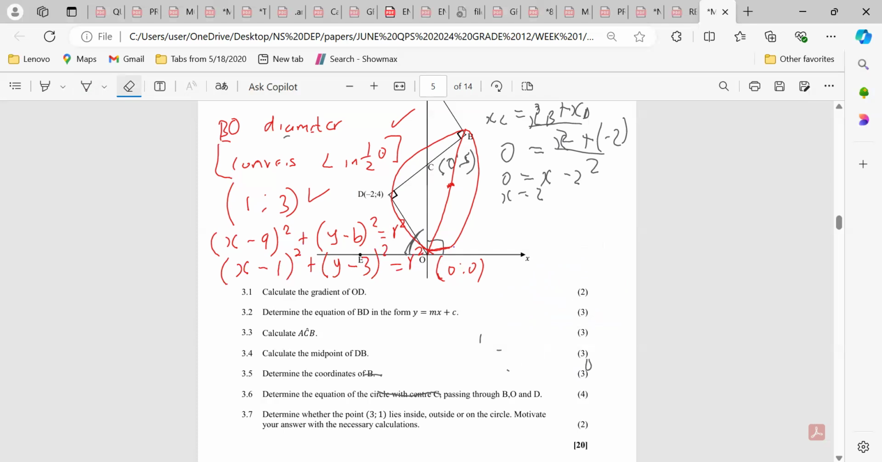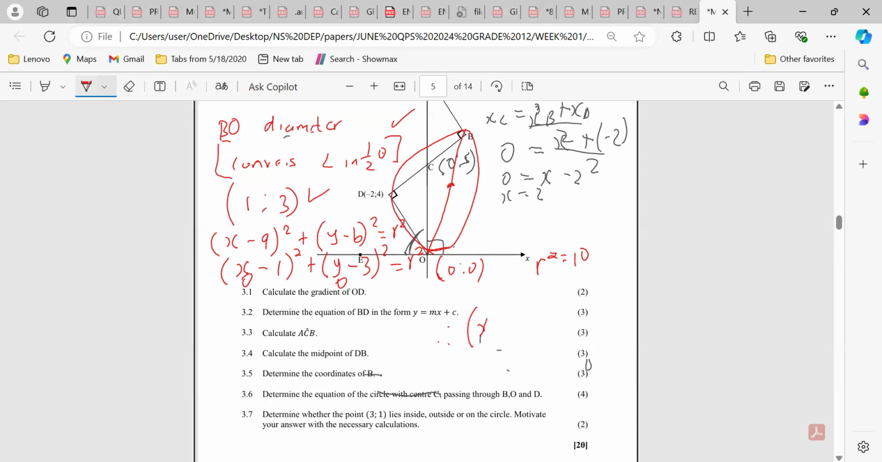Okay, we sub 0 here. If we sub 0 here, we're getting r squared is equal to 10. Therefore, our equation is going to be given as x minus 1 all squared plus y minus 3 all squared, which is going to be equal to 10. And I'll give you a mark for subtracting 0 in both of them: for subtracting 0 in the x minus 1 and for subtracting 0 in the center. I'll give you 1 mark for that, and then I'll give you a mark for the final answer.